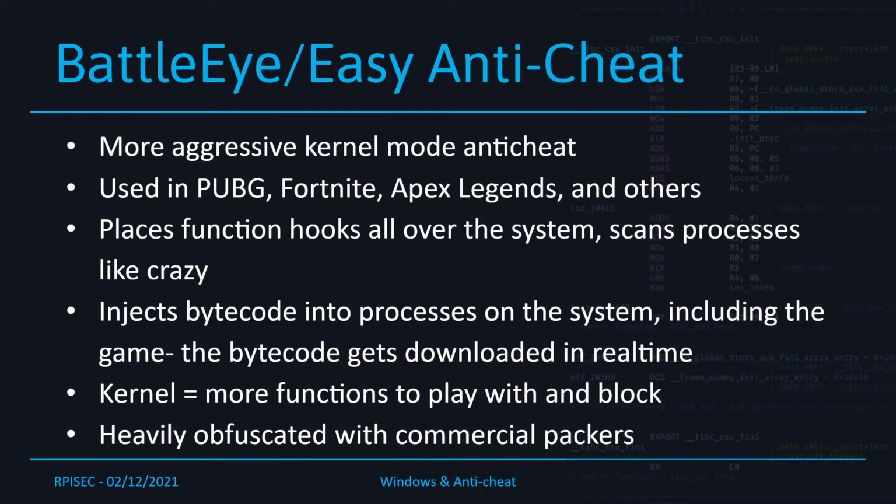So these are things like BattleEye and Easy Anti-Cheat. These things are a lot more aggressive. They will hook things all over the place. They constantly scan processes. They jam dynamically downloaded bytecode into processes. At first glance, you would probably say they're a rootkit, but in fact, they're anti-cheat. Potato, tomato, maybe.